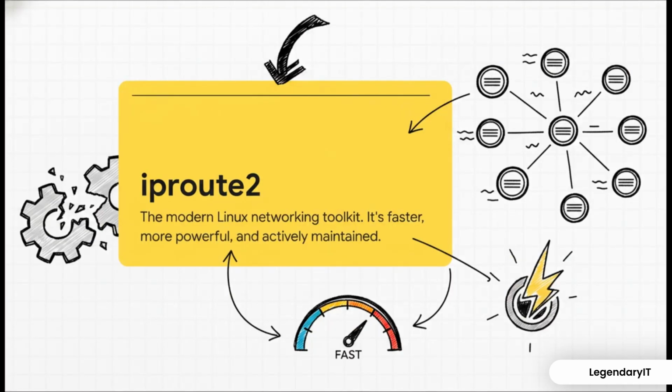So iproute2 is the new standard, and for a really good reason. It talks to the Linux kernel in a way that's just smarter and way more efficient. And for our purposes today, the star of the show is the ss command. It stands for Socket Statistics, and it is the direct, supercharged successor to netstat.